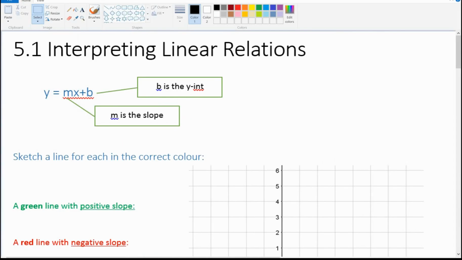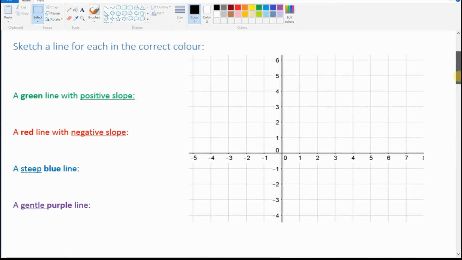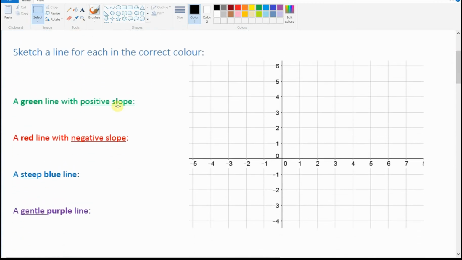Okay, so we've looked at the equation of the line quite a bit. y equals mx plus b. You know that m is the slope, and b is the y-intercept. So, sketch a line with positive slope. I asked you to sketch the line in green. If you don't have any colors, then just put any line on this graph and right beside it, positive slope. So a positive slope, any line at all that is going up.